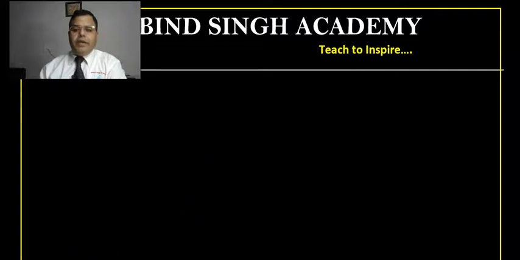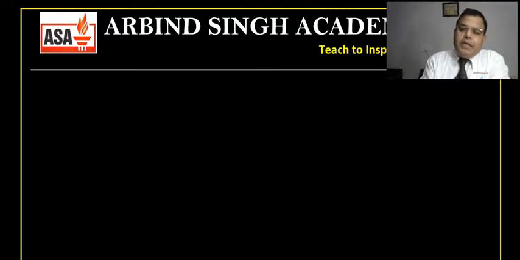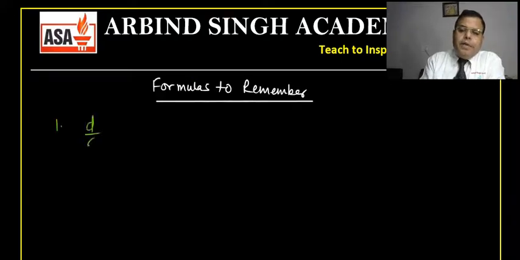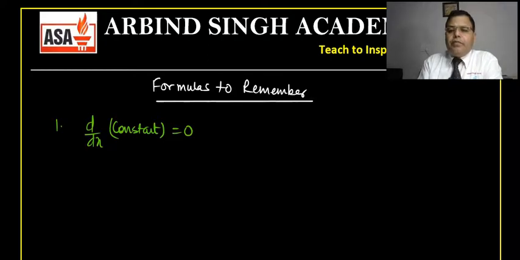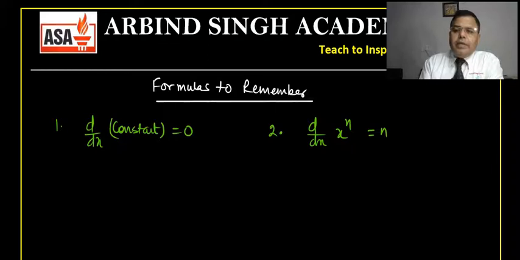Before moving ahead, let us learn some formulas, and some formulas we will also prove. But remember, these are formulas to remember; you write them directly as formulas. The first one is d by dx of any constant: the derivative of any constant with respect to x is 0. The second one is d by dx of x to the power n is n times x to the power n minus 1.